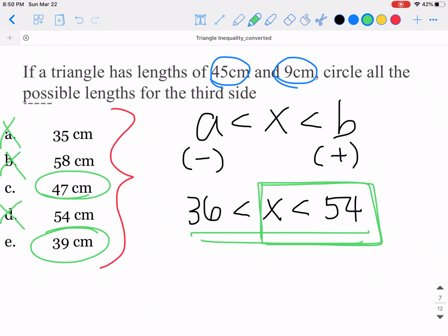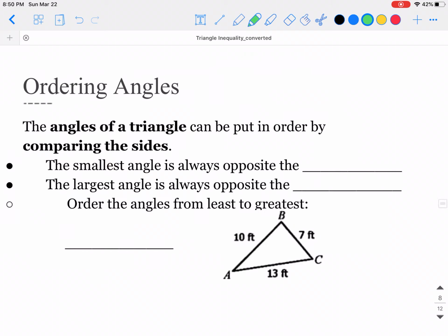With inequalities in our triangle, we're also able to order the angles of our triangle.